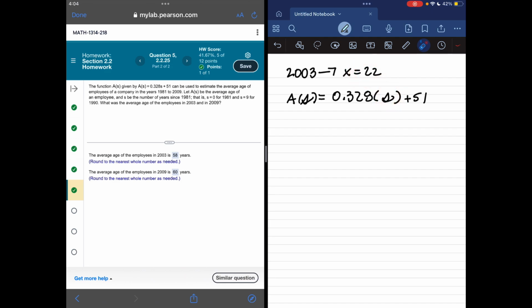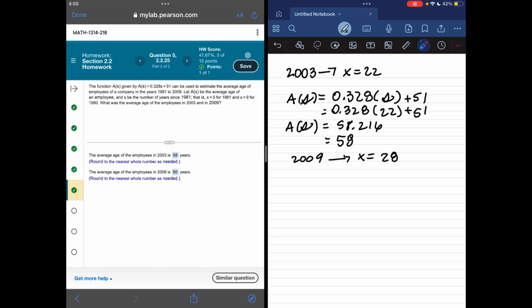It should be x, but we're going to use A and x, s and x interchangeably. We're going to substitute. So then you get 0.328 times 22 plus 51. You get A(s) equals 58.216. You're going to round, and when this number is below 5, you keep the 58. You keep what's before the decimal on the left. So the average age of employees in year 2003 is 58 years old.